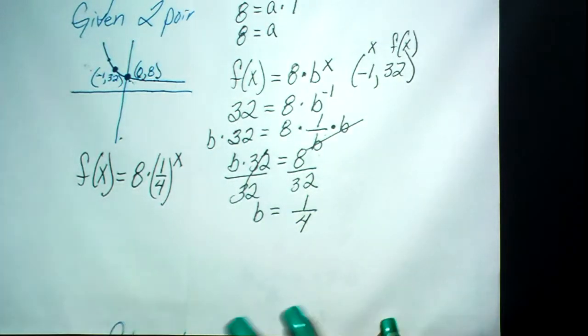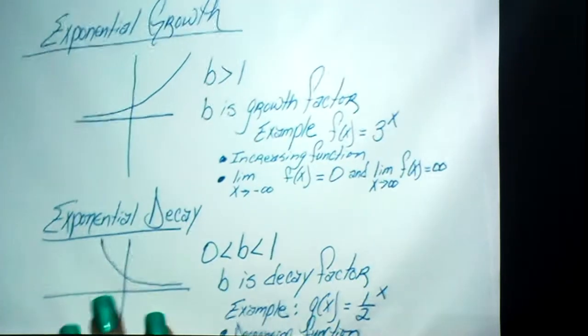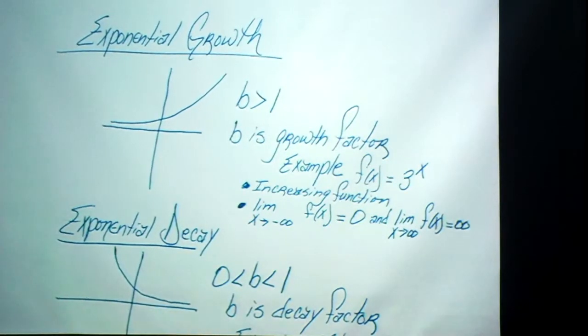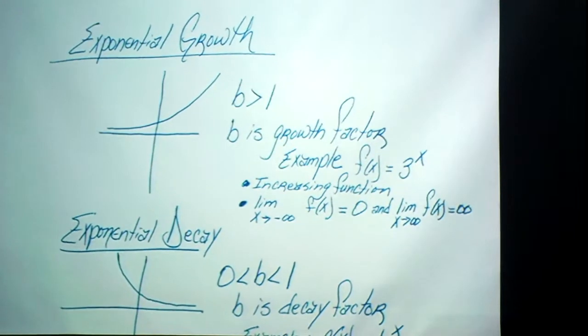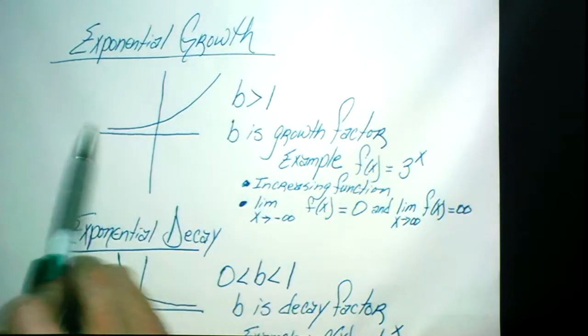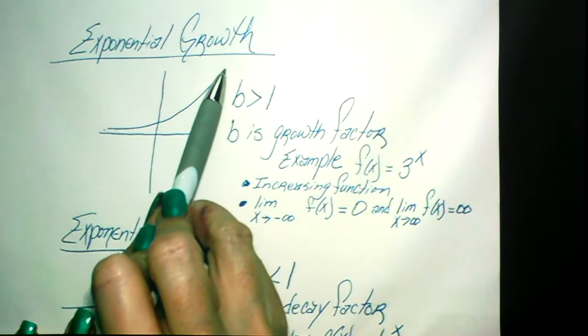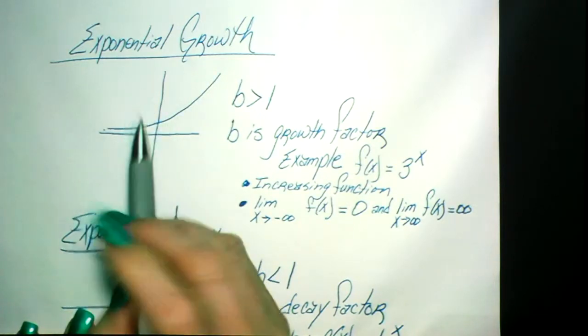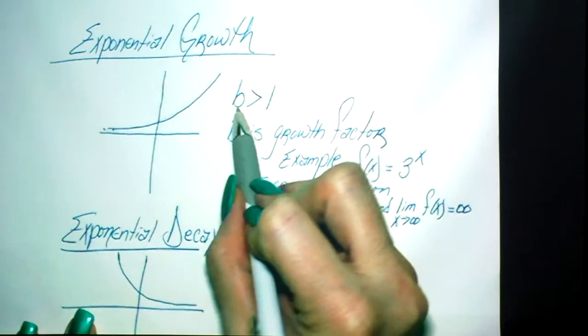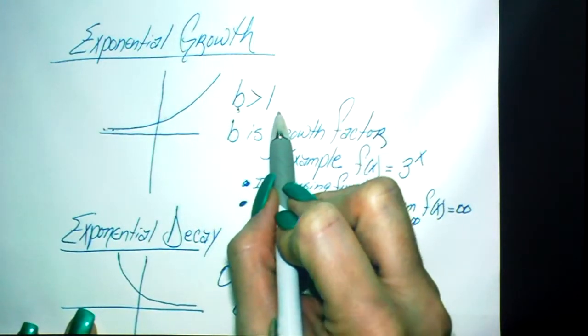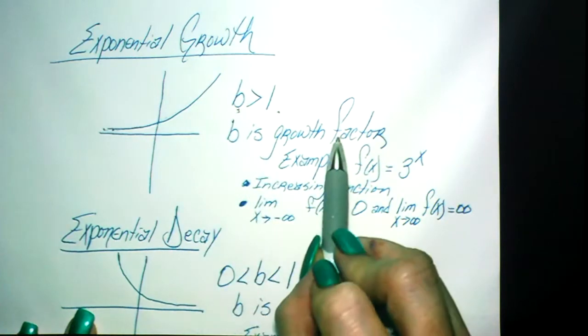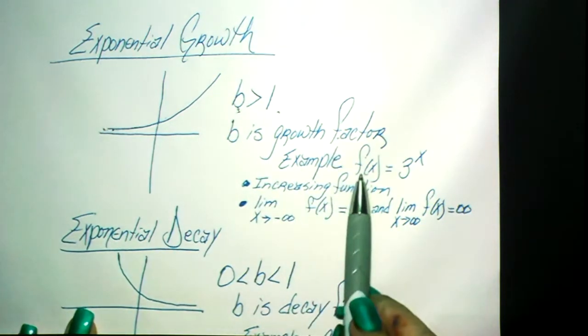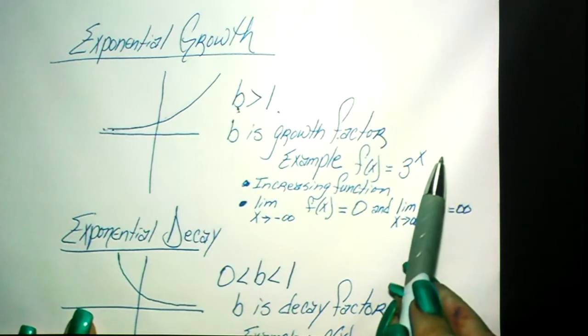Now, let's talk about the different types of graphs we can get when we have exponential functions. So here we go. We have exponential growth. If it is exponential growth, your graph is going to start low and increase rapidly. Okay? If your graph looks like this, then your b value, your base, is greater than 1. We say the b is a growth factor. An example of this would be f of x is equal to 3 raised to the x.